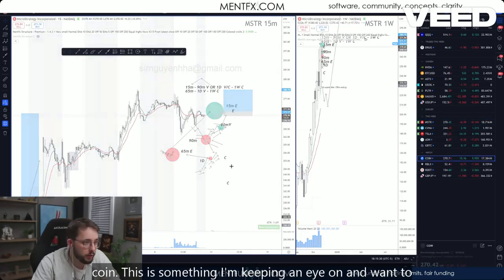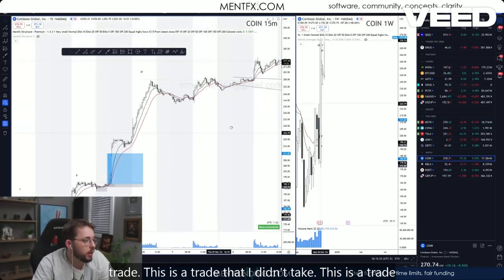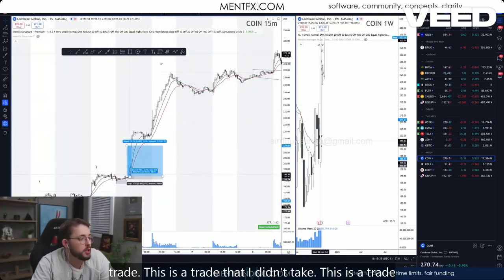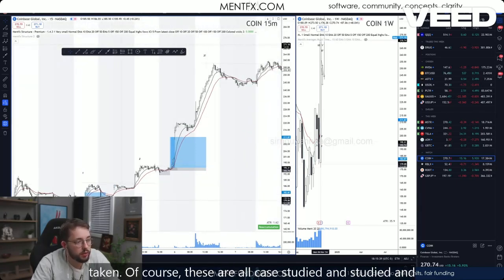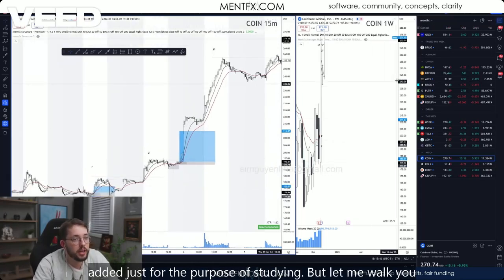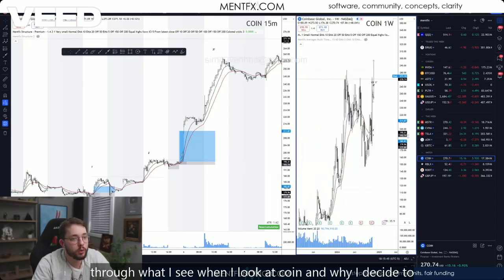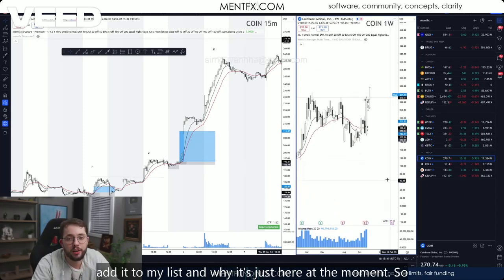So let's look at something like COIN. This is something I'm keeping an eye on and want to trade. Okay, this is a trade that I didn't take. This is a trade that I'm not in, that I did not take. None of these were taken. Of course, these are all case studied and added just for the purpose of studying. But let me walk you through what I see when I look at COIN and why I decide to add it to my list and why it's just here at the moment.